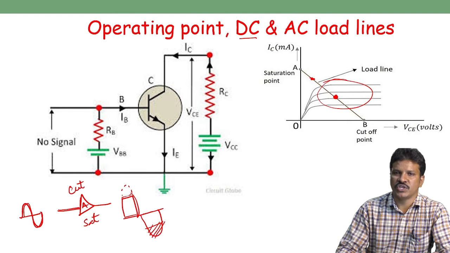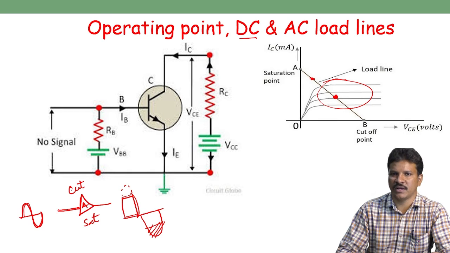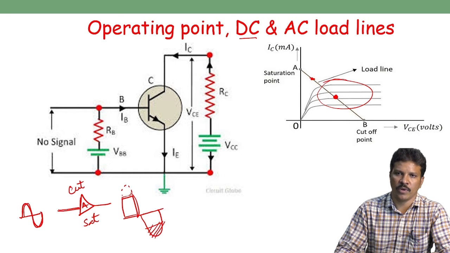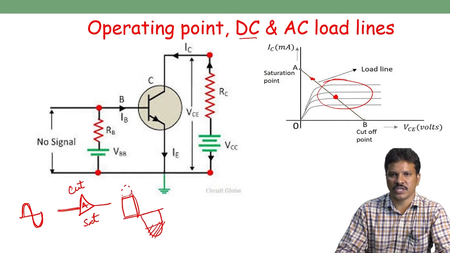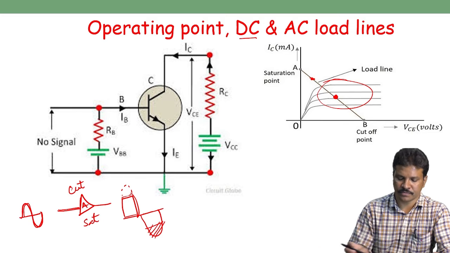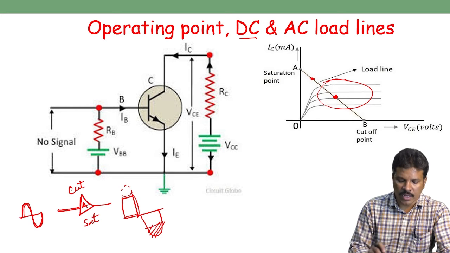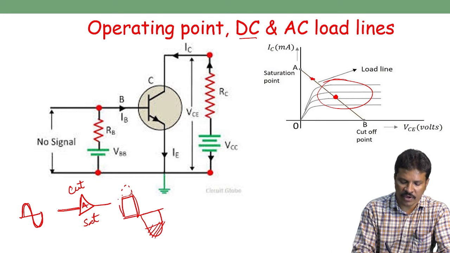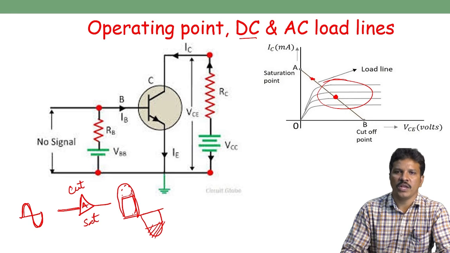So when it changes, we need to be careful about it, and we need to fix it at or almost at the center. Don't go to the saturation region and cutoff region. In order to get faithful amplification, we need to fix that Q point in the active region only.